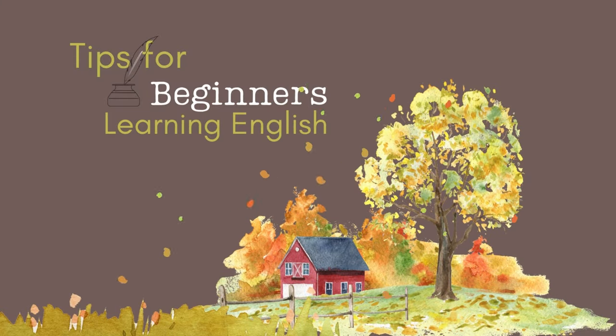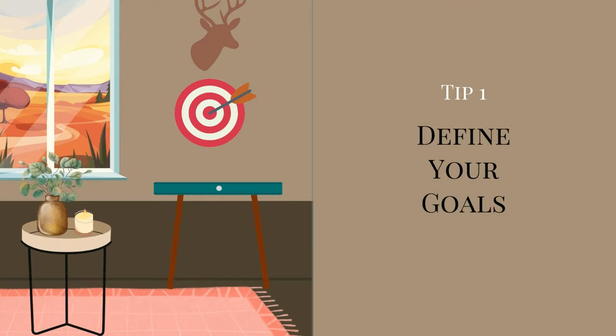Okay, so the first thing you need to do when you start learning English is you must define your goals. This is very important because all future steps, what you need to do, and how you're going to do it completely depends on what your goals are. So what are your goals for English?